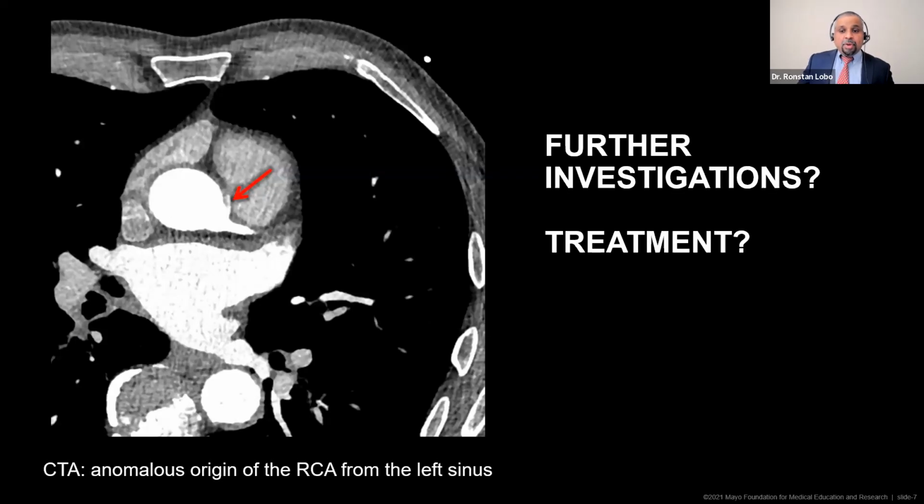Here's the CT, the red arrow again pointing to an anomalous coronary artery. What further investigation should be done, and what treatment, if any, should be offered?